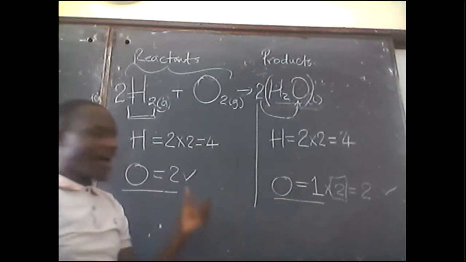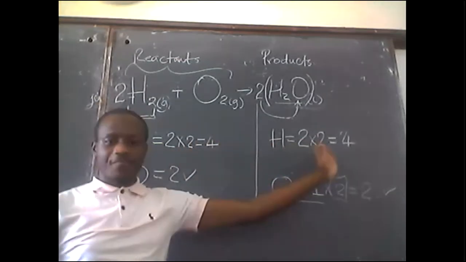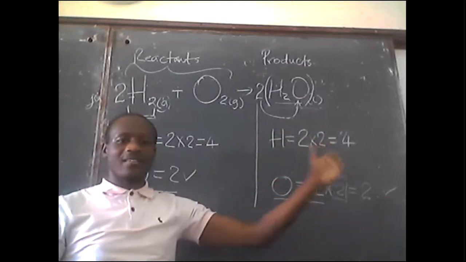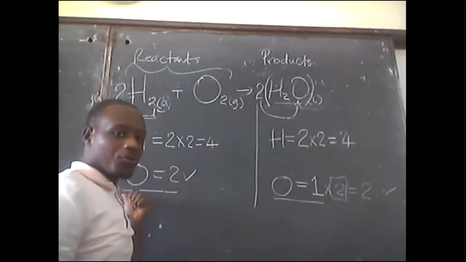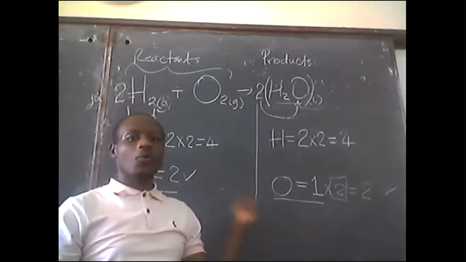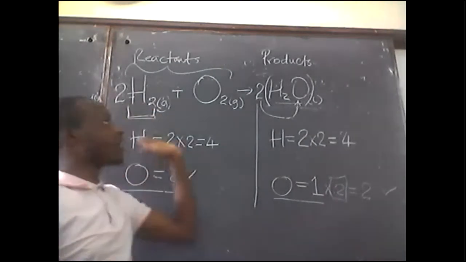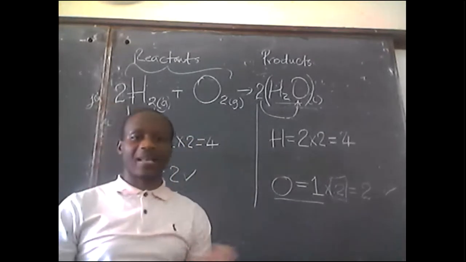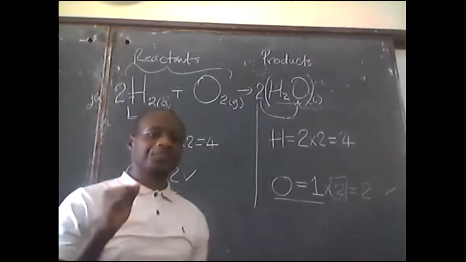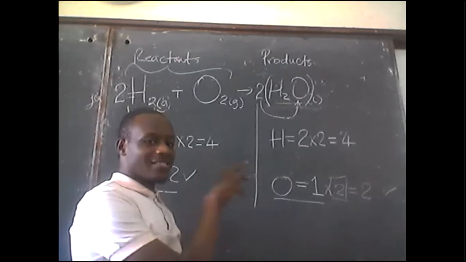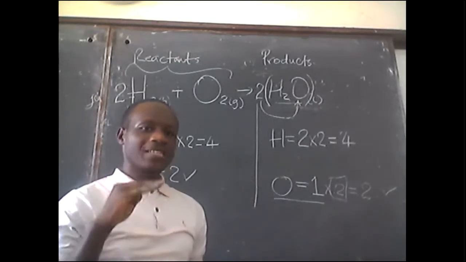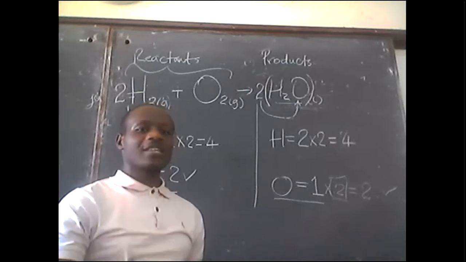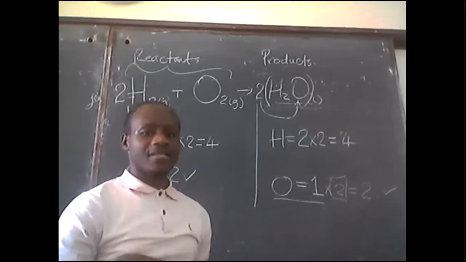So since the number of hydrogen atoms is the same on the left-hand side and the right-hand side, and even now the number of oxygen atoms is equal on both sides, we conclude that our equation is now balanced. Okay, I'm going to use this example to go through the steps. Then after going through the steps, you ask questions. After asking questions, we can start on our example.